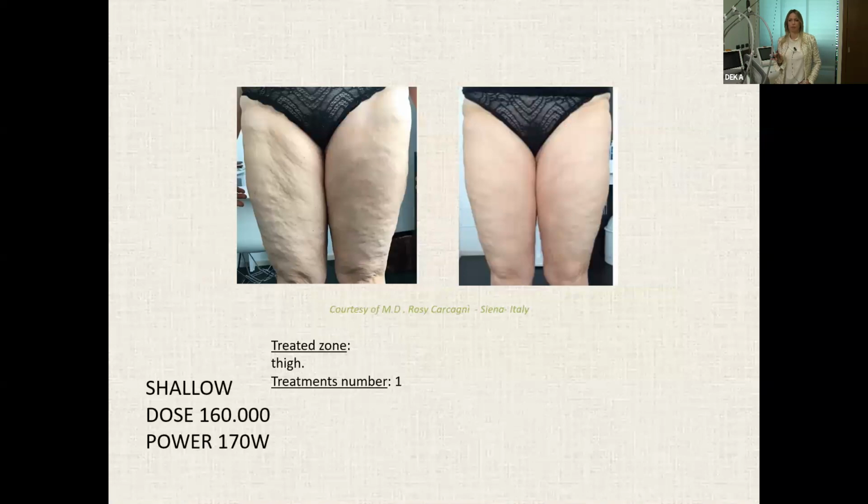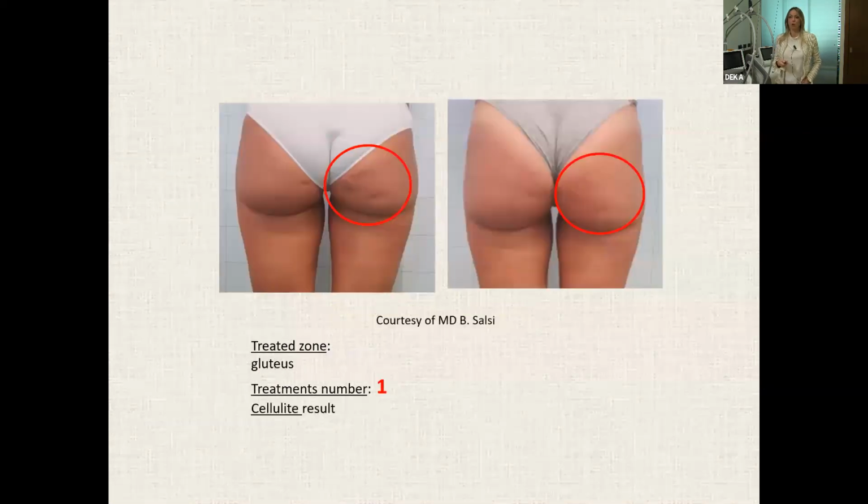This is a wonderful result after one treatment with shallow handpiece, because when I have this wavy tissue, I normally prefer to use the shallow one. And you see my parameters are very high: 160,000 joule, 170 watt power. Because when we treat cellulite, fibrotic cellulite, they don't feel pain, they don't feel heat, so we can increase a lot the parameters. One treatment on the gluteus area. You see the little holes here are nearly disappeared.